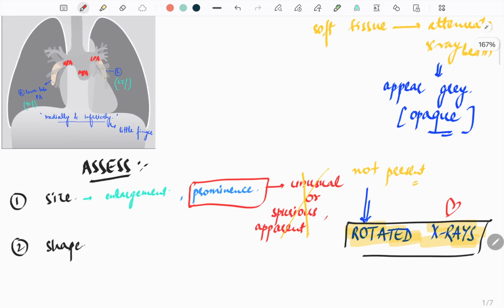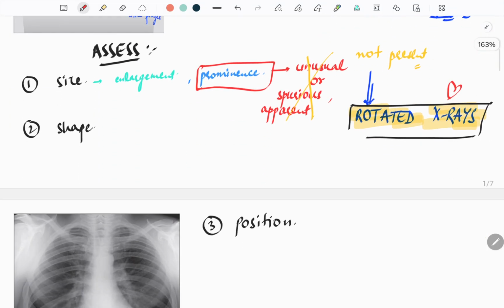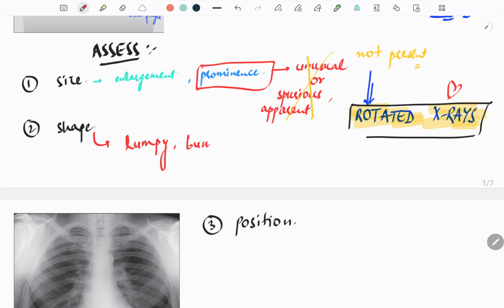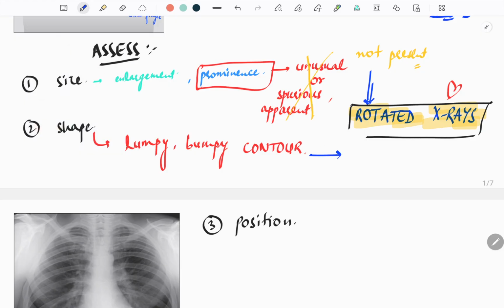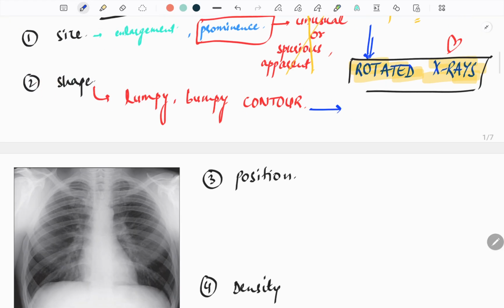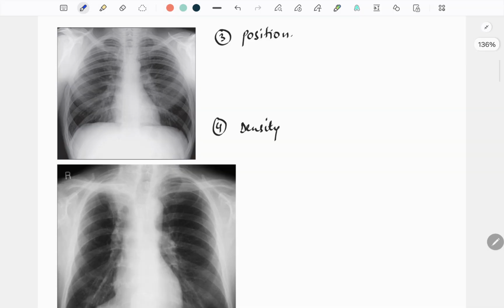Next, we'll come to the shape. We should look for any lumpy, bumpy contour. It will denote what? It will denote lymph nodes, lymph nodal enlargement.